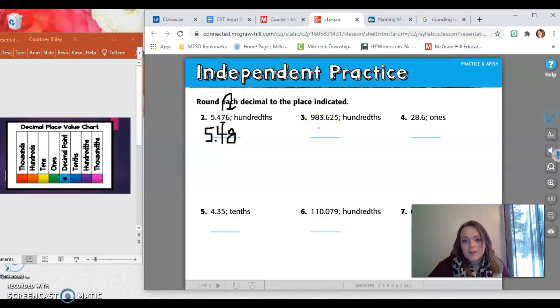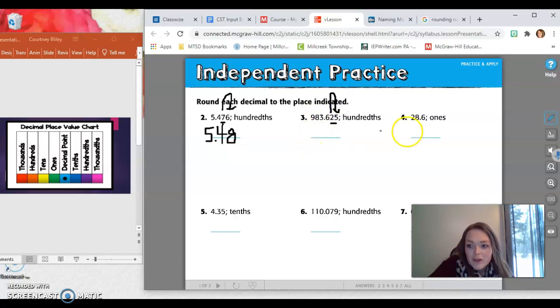Woo, big number. I have 983 decimal 625 thousandths. I'm looking in the hundredths again. So I'm going to look at my chart. I see the hundredths is 2 spots over. So I'm going to count 1, 2, and I'm going to underline my 2. I will be looking at my 5.